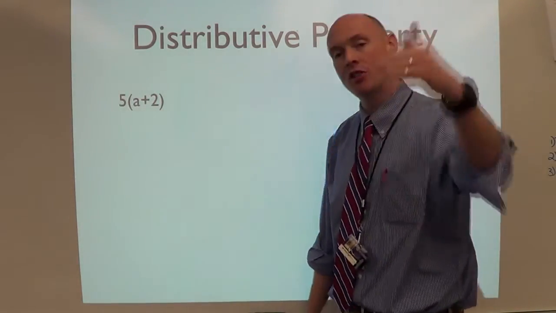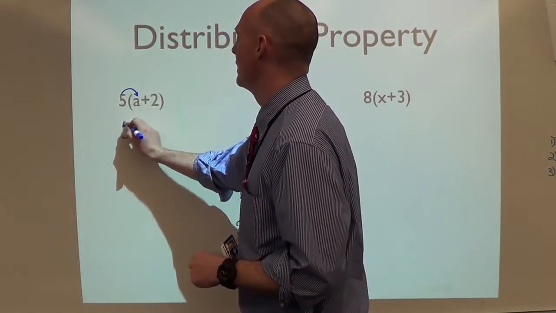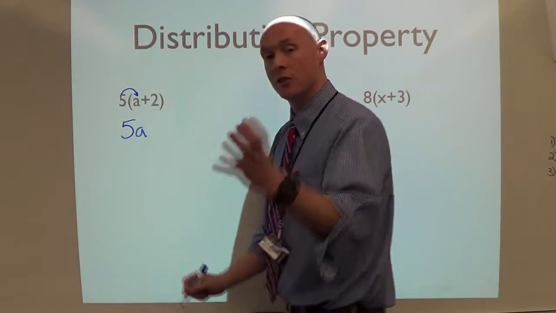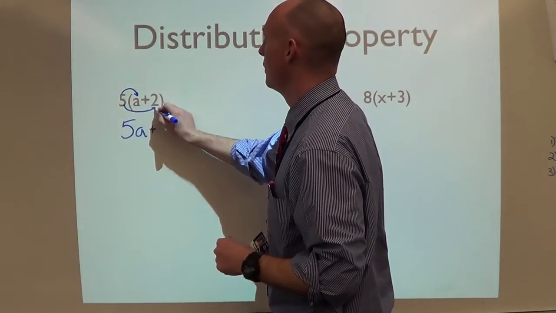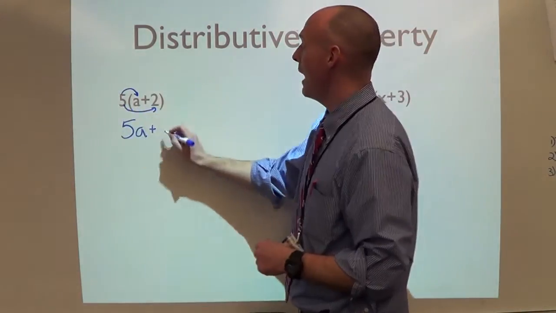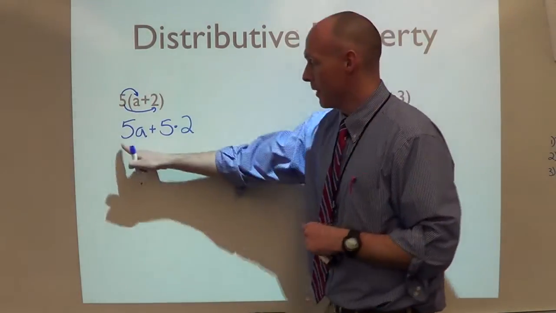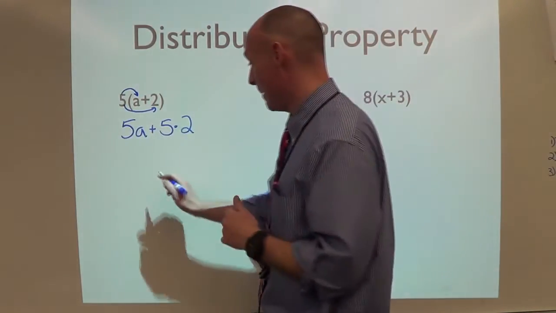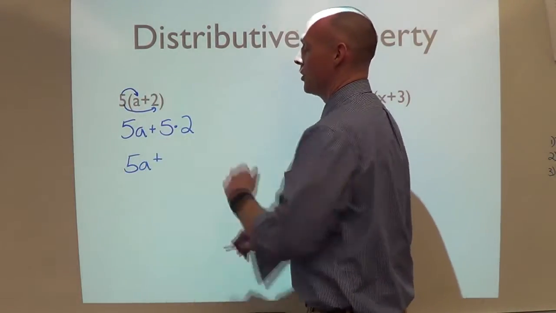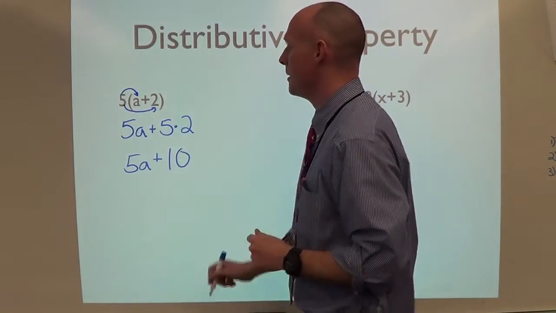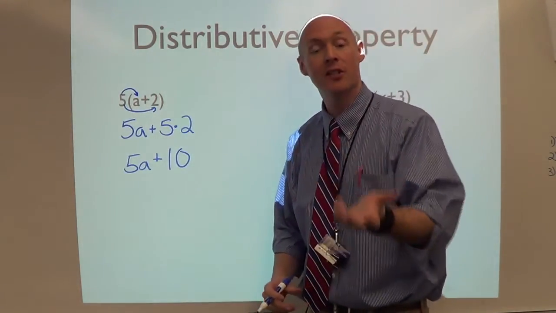So what you have to do is you have to distribute the 5. So in this case, 5 times a, just put them next to each other, that means 5 times a, plus, and I put plus because it's adding, 5 times 2. Let's do it. 5a, multiplication, we don't know what a means, so we'll leave that as 5a, plus 5 times 2, 5 times 2 is 10. 5a plus 10. There's nothing else we can do. Unless we know what a is, then we could solve it, but we don't.